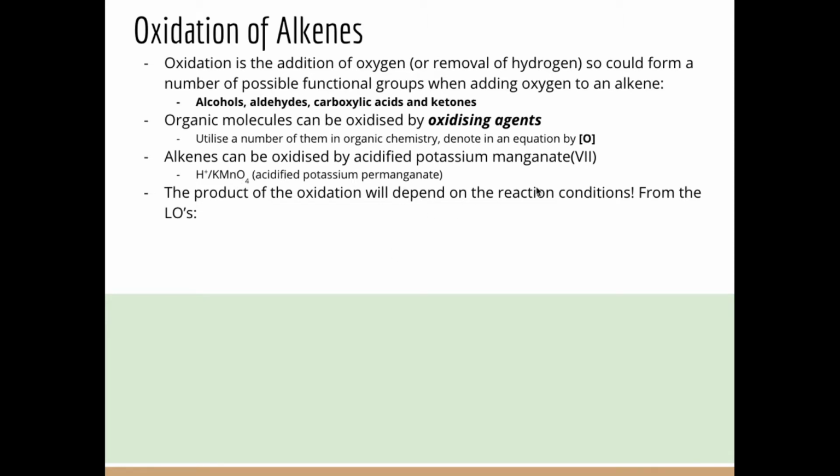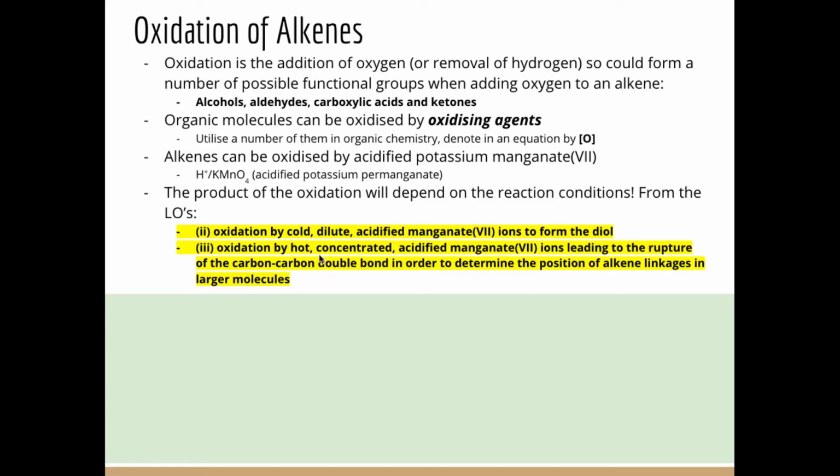The product of the oxidation will depend on the reaction conditions. From our learning outcomes, there are two we need to be familiar with. Oxidation by cold dilute acidified manganate ions to form the diol, and then oxidation by hot concentrated acidified manganate ions leading to the rupture of the carbon-carbon double bond in order to determine the position of alkene linkages in larger molecules.